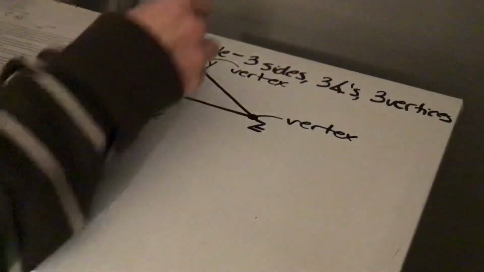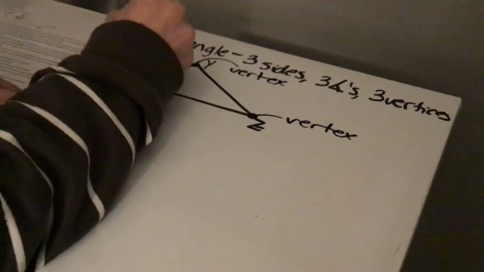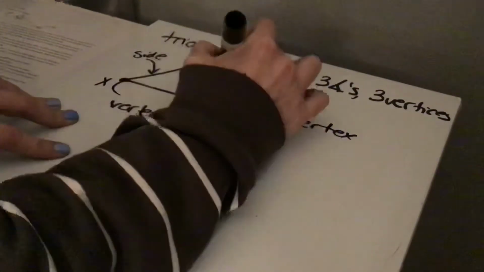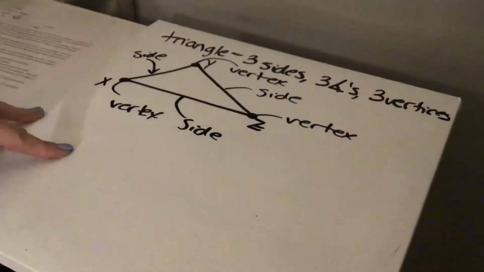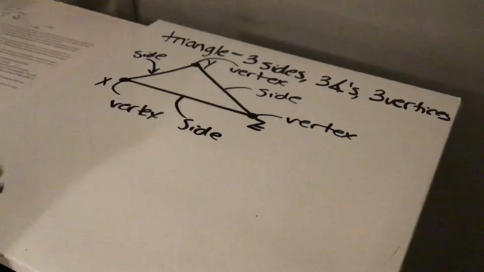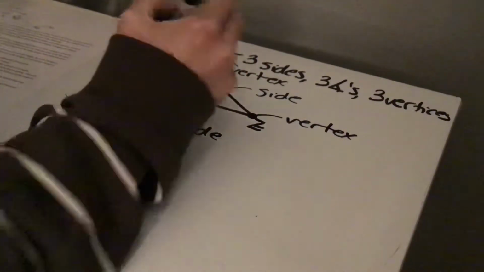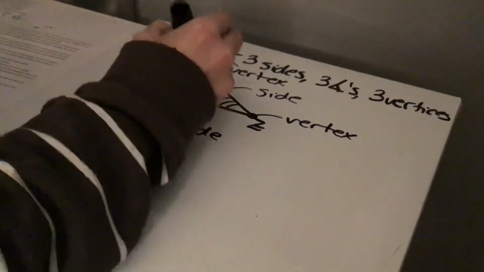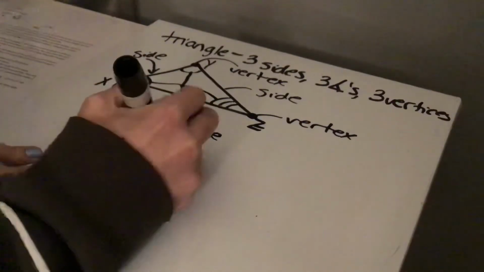Okay, then the sides join 2 vertices. So this is a side, this is a side, and this is a side. And then the angles are formed by 2 sides and a vertex. So this is an angle, this is an angle, and this is an angle.